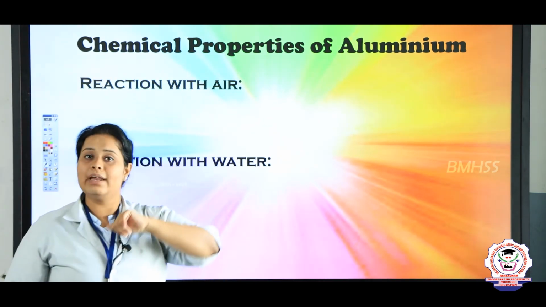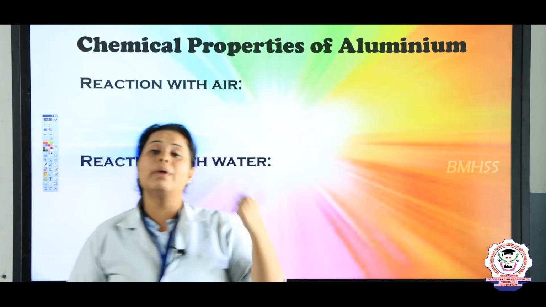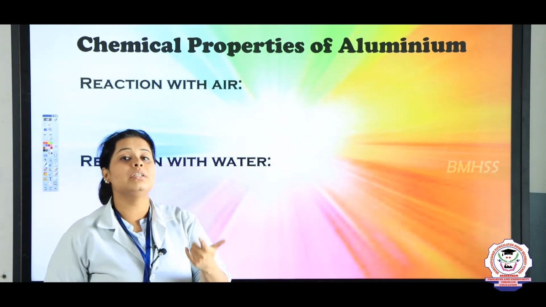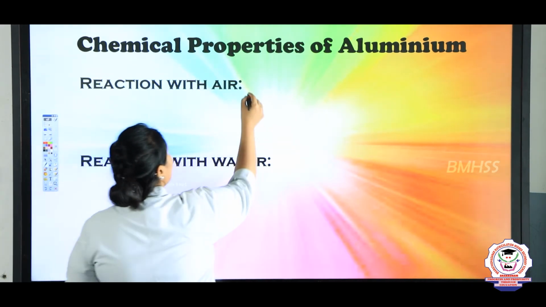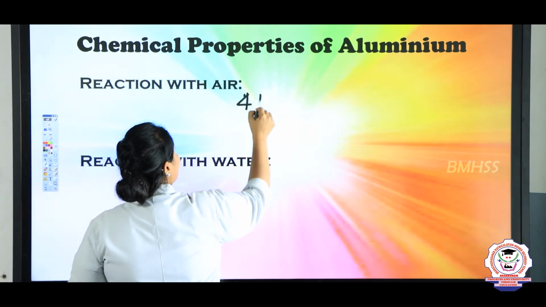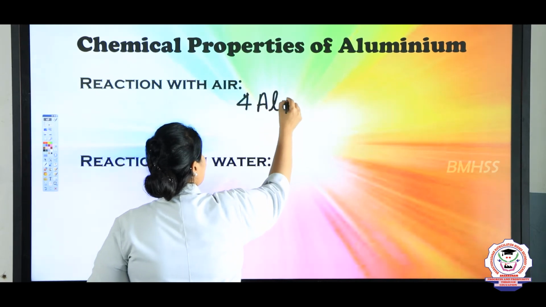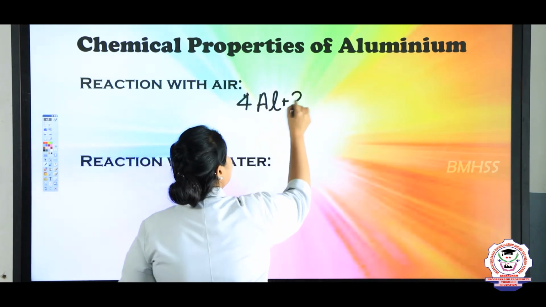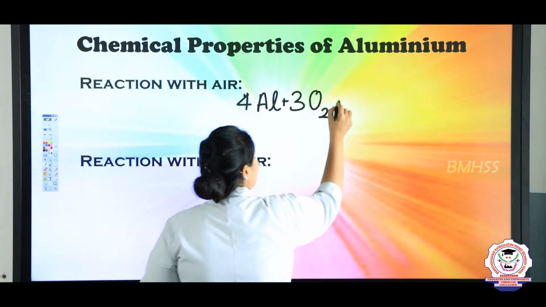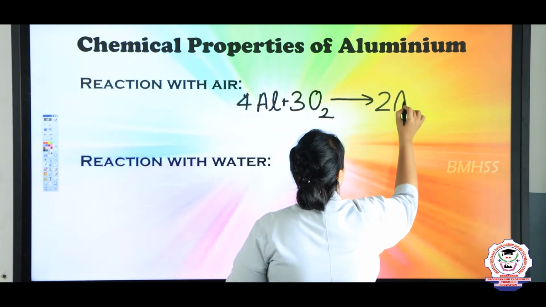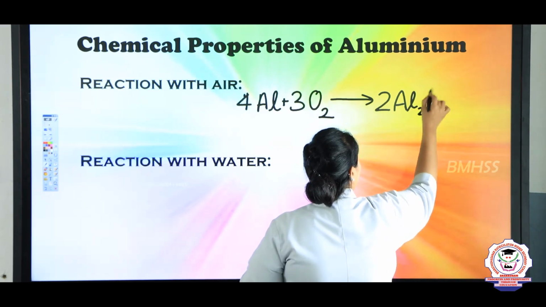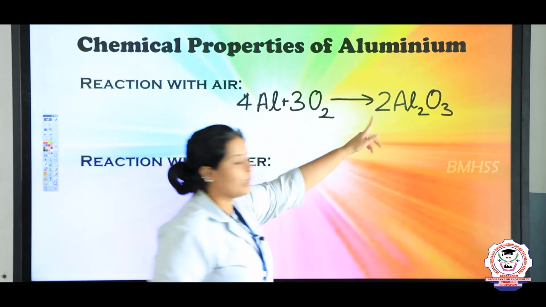air. In air there are two gases, right? One is oxygen gas and another one is nitrogen gas. So the reaction will go on as you take 4 atoms of aluminium plus 3 molecules of O2. The reaction will go on as 2Al2O3. Here you are getting alumina, right?